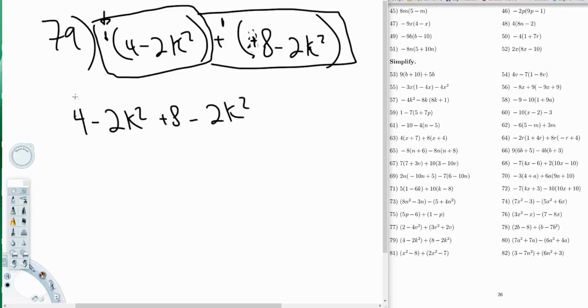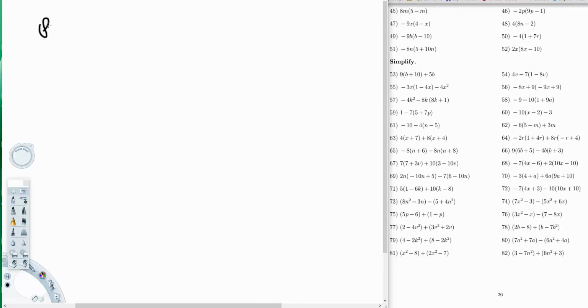Are there any like terms? Yes, these are like terms and these ones are like terms, right? Because here there's just regular old numbers. And here there's k, which you can stand for kangaroo squared. So 4 plus 8 equals 12. Minus 2 kangaroo squared minus 2 kangaroo squared is minus 4 kangaroo squared. And is that the right answer? Yes, it is.